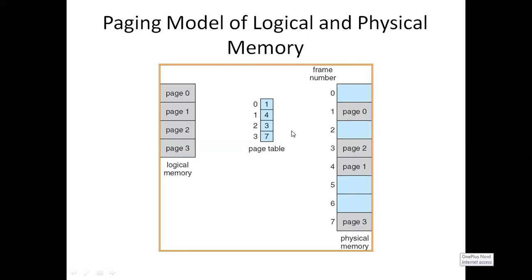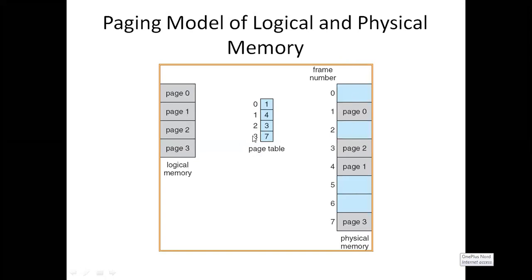Page 0 is available in frame 1 and page 1 is available in frame 4. Then where is page 2 available? Frame 3, ma'am. Right? Where is page 3 available? Frame 7. Right? If you observe the diagram, you can easily identify.